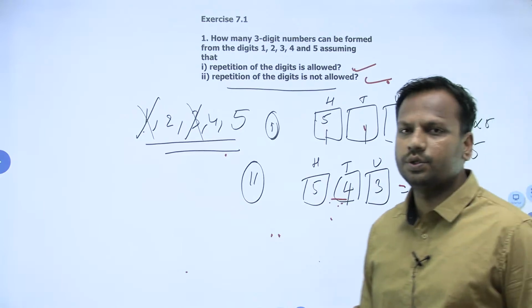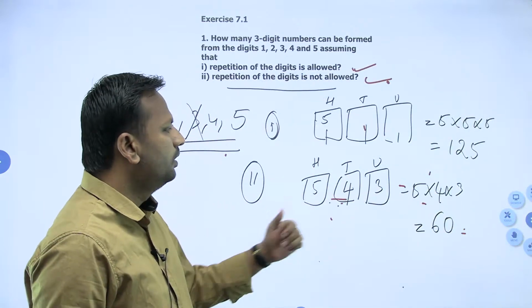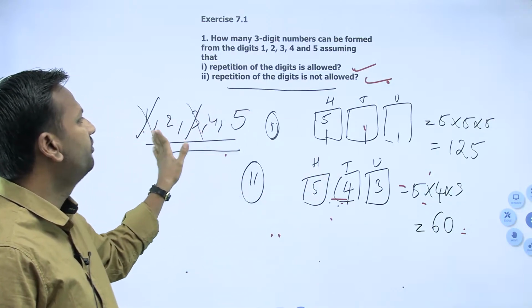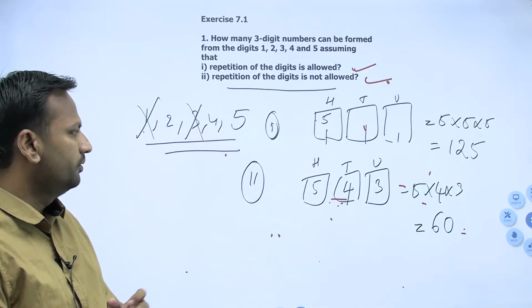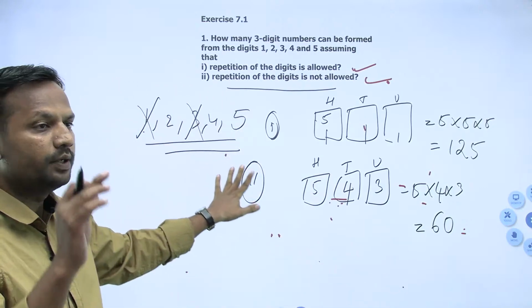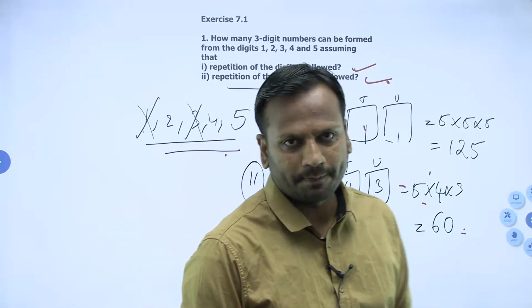In 60 ways, you can form the 3-digit numbers using 5 numbers, students. You can form 60 3-digit numbers using 5 numbers, that too without repetition. This is the thing, right?